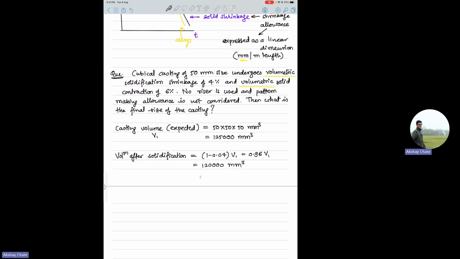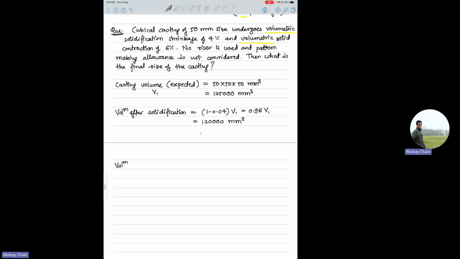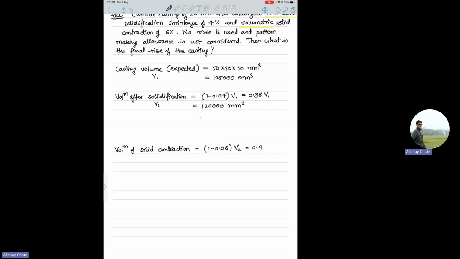But then they have said there is solid contraction also, which is 6%. So volume after solid contraction, if this is your V2, then this will be 1 minus 0.06 into V2, right? Because you have to undergo 6% more. That is essentially 0.94 V2. If you do that, you should get the answer, which is 112800 mm cube. And then the final size of the casting comes out to be the cube root of this 112800. If you calculate this, you should get 48.3 mm.